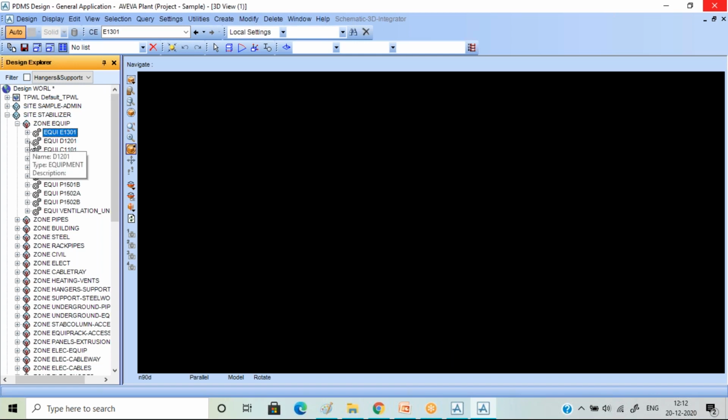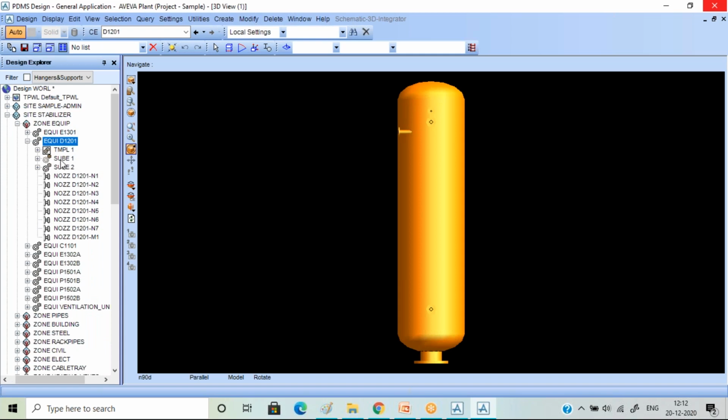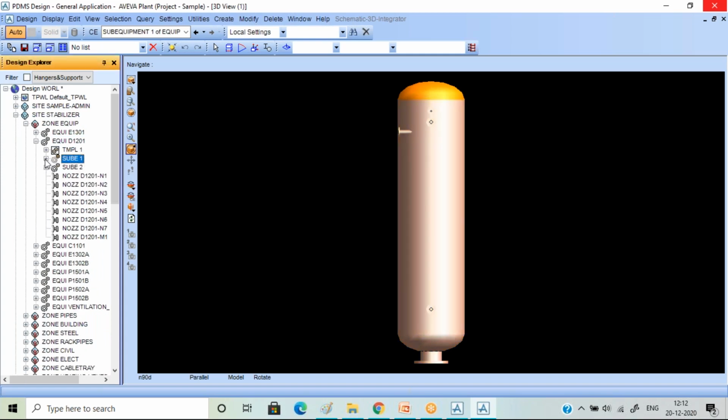So hierarchy has to be taken care very importantly in this particular plant. If you check this particular equipment, there are certain hierarchies in it. There's a sub equipment over here, and then there is another sub equipment over here. So these two sub equipments, they're having something. This is what I was saying, that it has to be taken care.